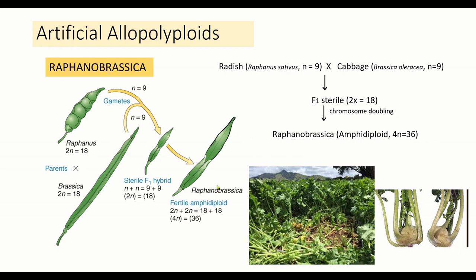Usually the aim and objective of the crossing was to get the large root of radish and the leaves of cabbage, but it turned out to be the opposite. There was degeneration in the root and prominence in the leaves, so nowadays Raphanobrassica is used as a commercial forage crop.